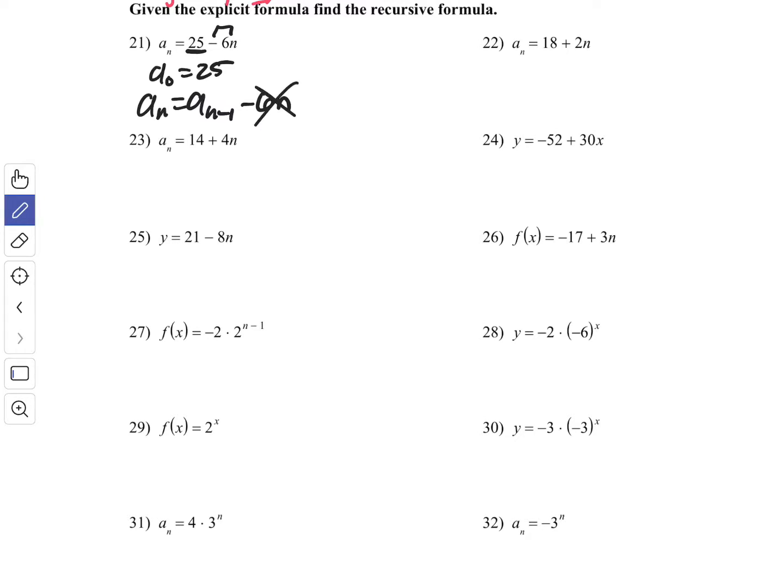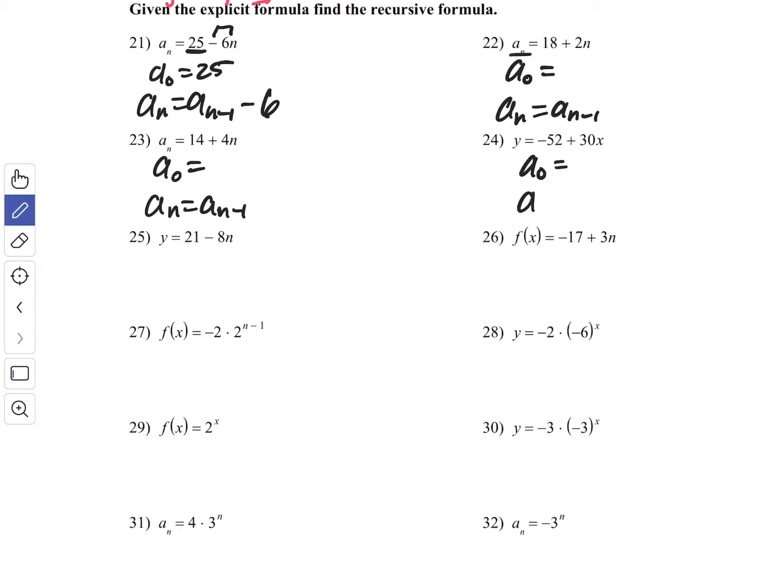Now, some people try to throw that variable in there. Okay, that is not correct because I'm not subtracting 6n, I'm just subtracting 6. Okay, so you don't put the variable with it. But on all of these, I'm going to go a sub 0, a sub n equals a sub n minus 1, right? Because that's how we do recursive, whether it's the function or sequence notation or just our regular y and x or our function notation. We're still treating it the same, right?